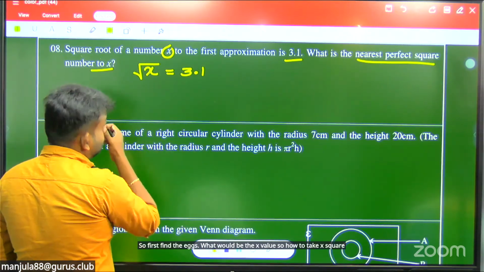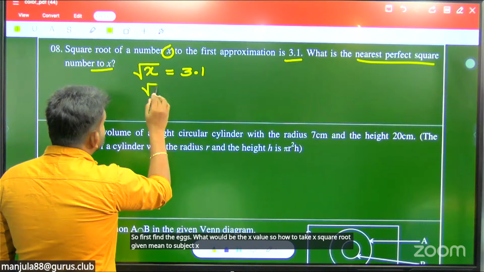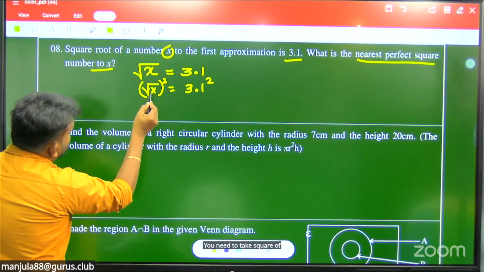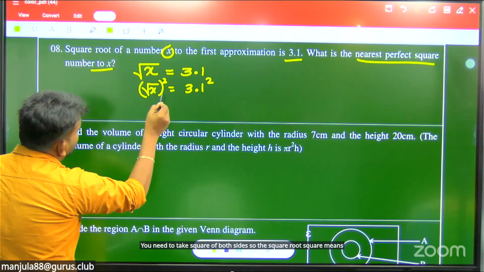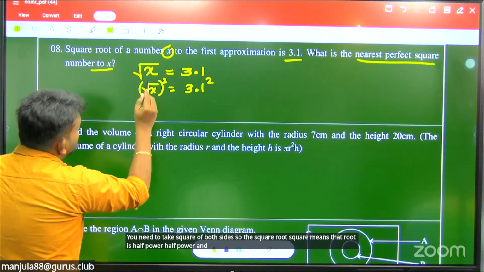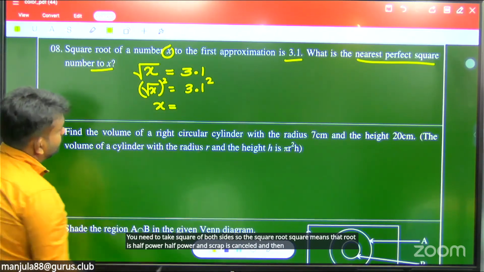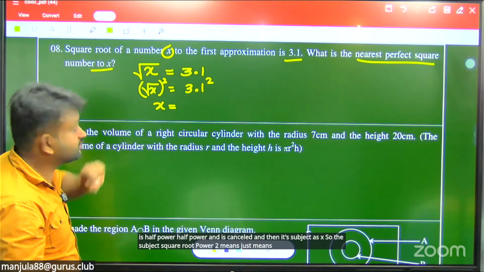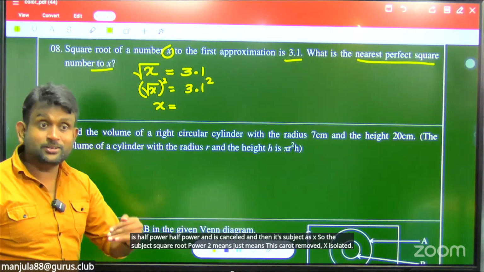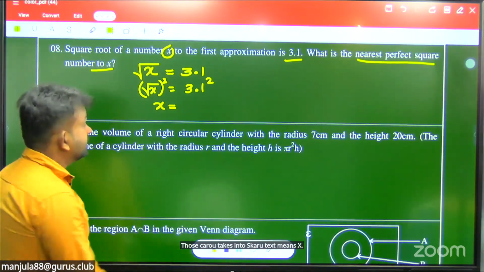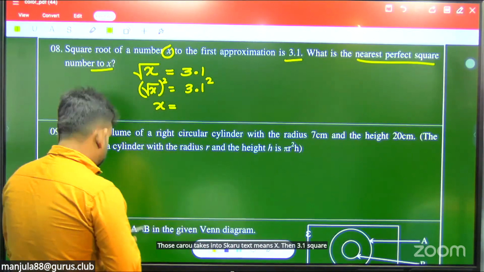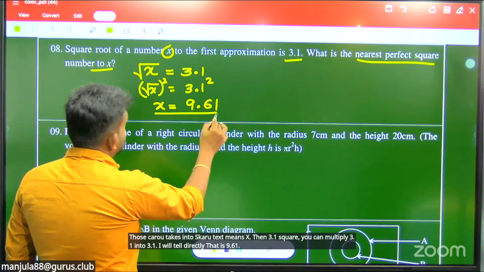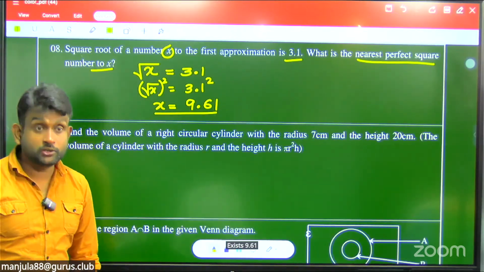The square root is given, so to make x the subject, you have to take the square of both sides. The root is a half power, and squaring cancels it, so x is the subject. Power 2 removes the square root and isolates x, because square root x times square root x is x. Then 3.1 squared, you multiply 3.1 by 3.1. I will tell you directly that it is 9.61. x is 9.61.